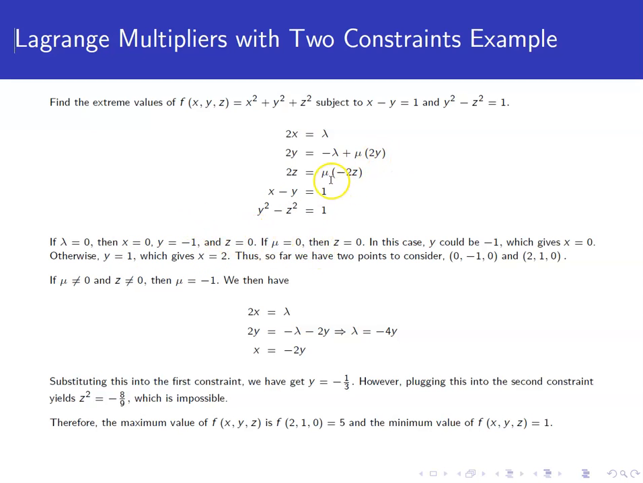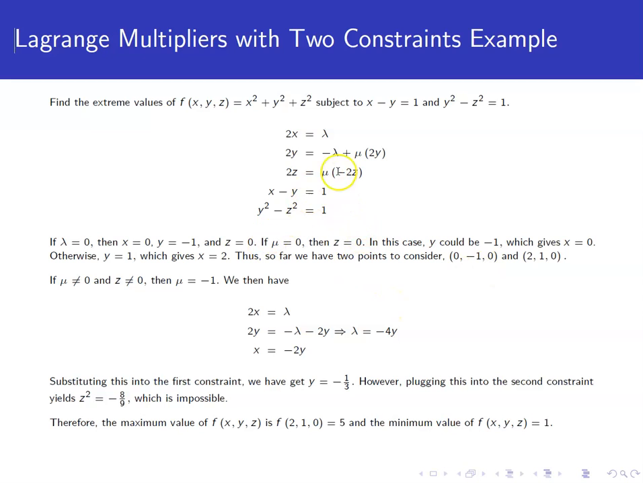If mu is equal to 0, that tells us z has to be 0. If z is 0, y could be negative 1, which we've already considered. And if y is negative 1, then x is 0 again. We already considered that one. Otherwise, y could be positive 1, which gives us that x is equal to 2. Because from this, if z is 0, y could be plus or minus 1. But if y is negative 1, we've already considered that point. The other one is putting in 1 in here. We got x is equal to 2.